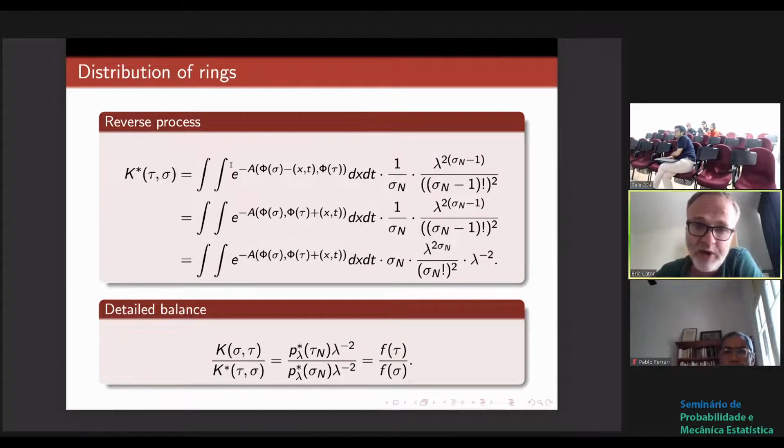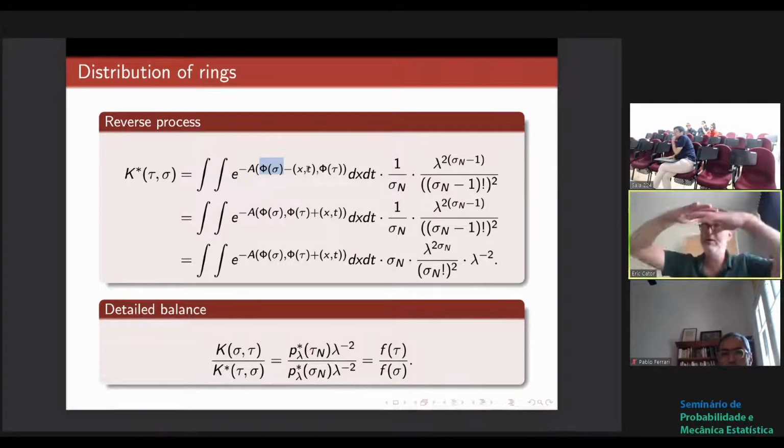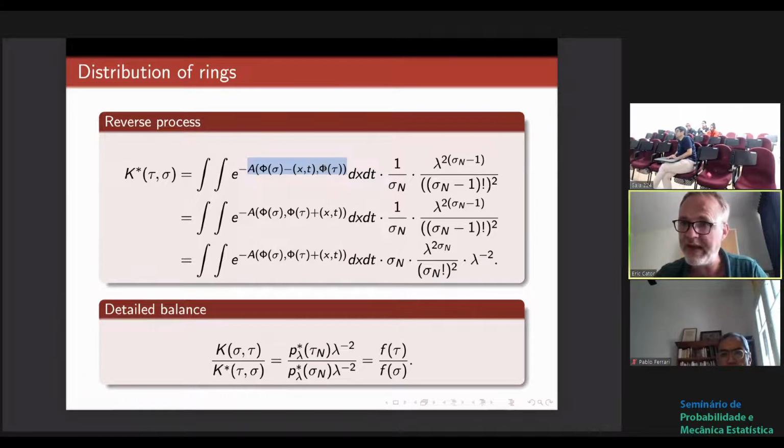same trick as before. We take phi of sigma, which is the ring you need to end up with, and then I translate it down from tau. So I go down with sigma, and then in order to find sigma, what you need to have is you need to have Poisson points at the relevant minima of this translated phi sigma, and in between it has to be empty. There should be no Poisson points. So that's this A of phi sigma minus x_t phi tau.